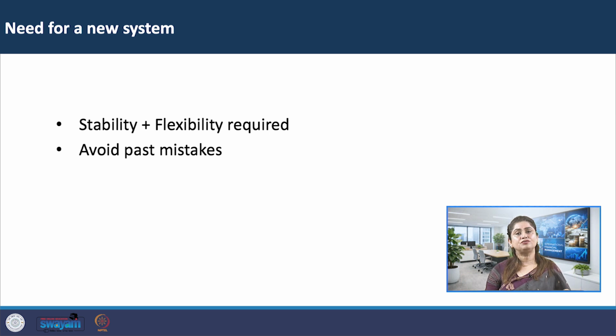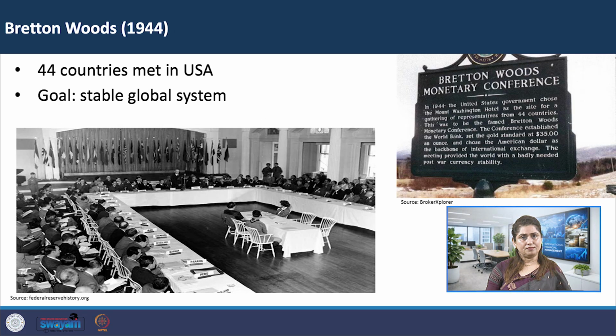Now, countries tried to rebuild the global monetary system through what is known as the Bretton Woods system. In the Bretton Woods system, there were 44 countries. Now, imagine the situation in 1944. The world had gone through two devastating wars and a severe economic depression. Countries had realized one very important lesson, that without a stable international monetary system, global trade and economic growth cannot survive. So, in July 1944, 44 countries came together at a place called Bretton Woods in the United States.